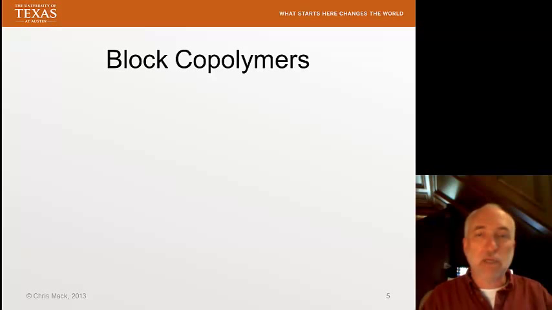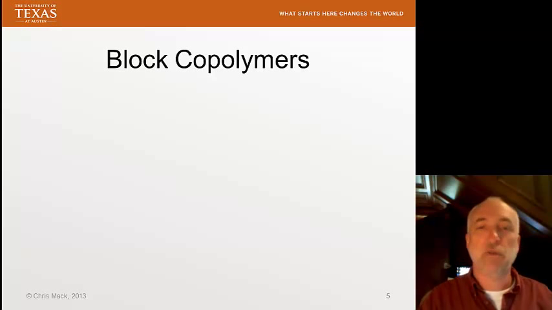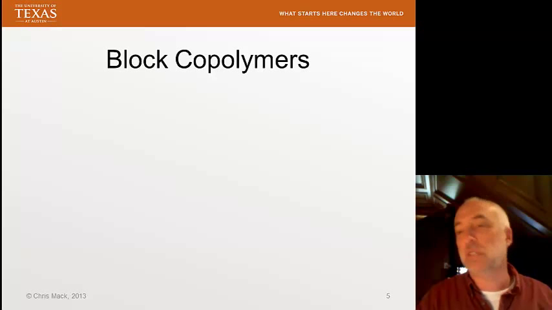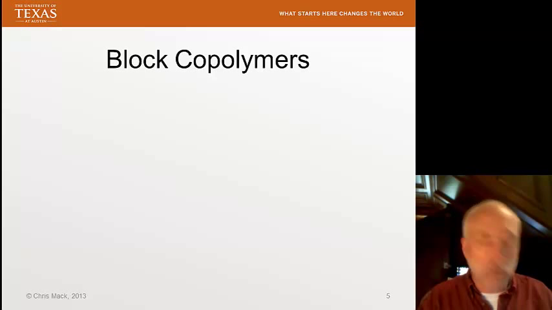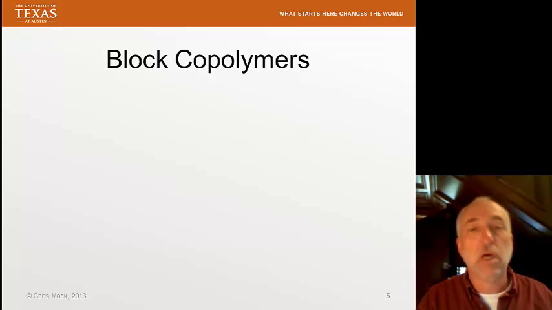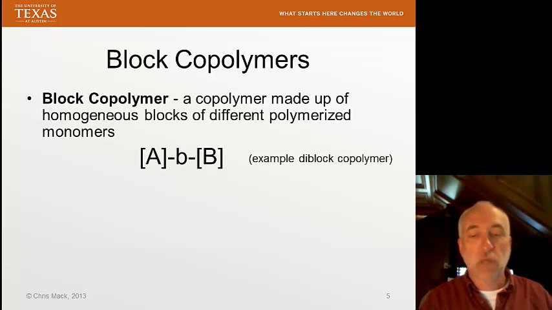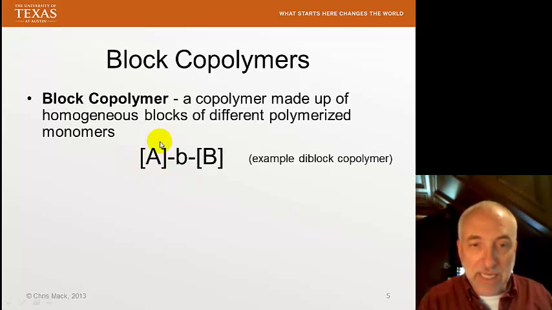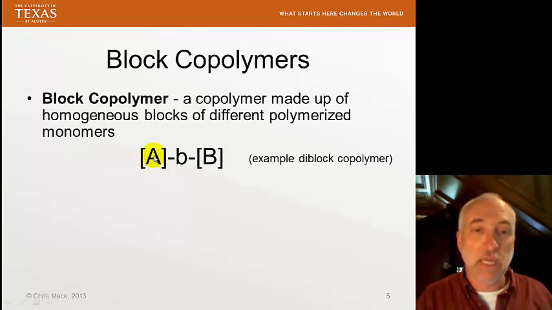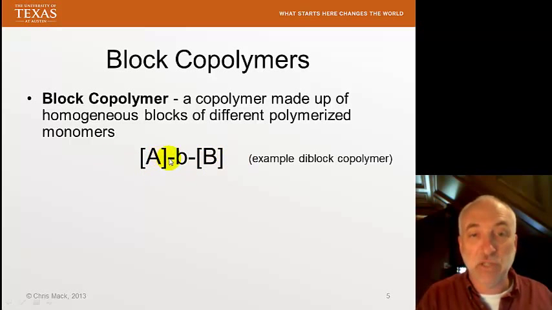Well, a block copolymer is a special kind of copolymer where the positions of the two blocks, the two monomers, are not random. In fact, we create them such that all the A is connected to itself in what looks like a homopolymer group, and then all the B is connected to itself, and then we have one connection that connects the A to the B.